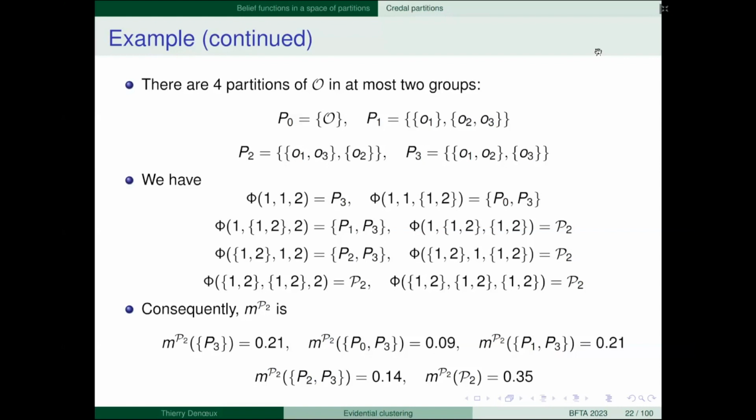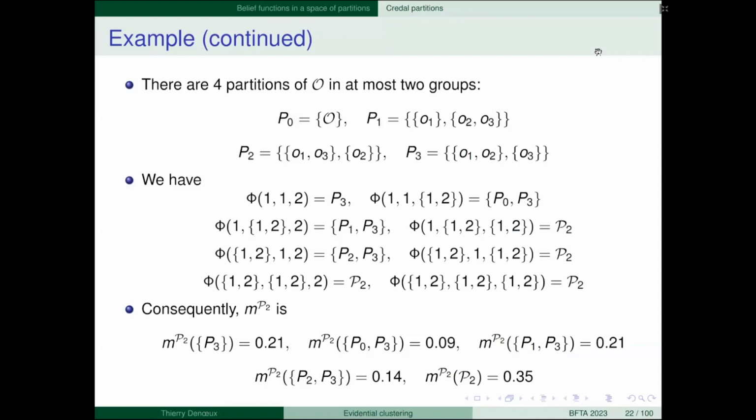So we can have either 1, 1, 1, which corresponds to P0. Or we can have 2, 1, 1, so this corresponds to P1. Or we can have 1, 1, 2, and this corresponds to 3 being alone. So all the 4 partitions are possible. So here, it's the whole set of partitions, P sub 2.